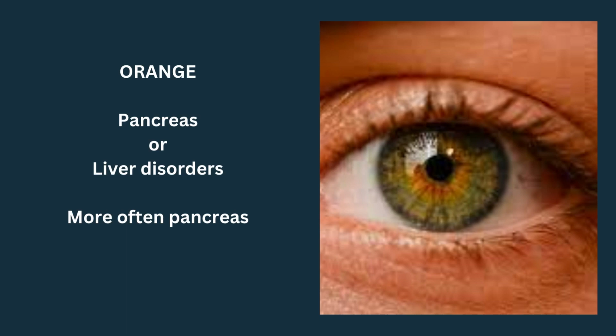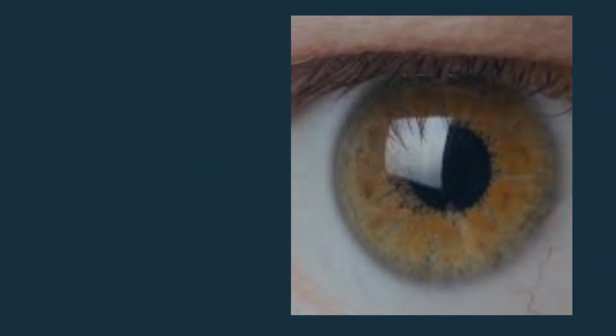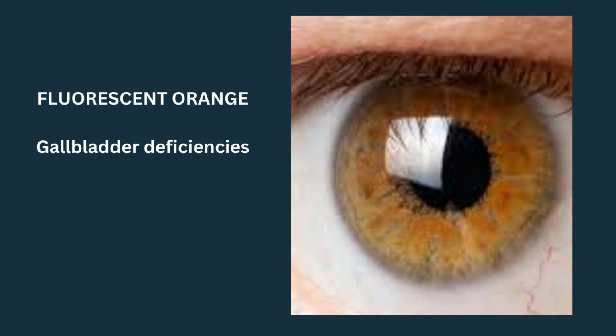Now, this is just like a regular orange color. Let me show you the next one, which is fluorescent orange, which is different. All right, so this is more of a fluorescent orange. It doesn't have that deep hue color. It's a little brighter, so we call it fluorescent orange. And this is understood to indicate a tendency for gallbladder deficiencies. Again, I don't know what it looks like on your screen, but on my screen it's a fluorescent orange color. So keep that in mind.